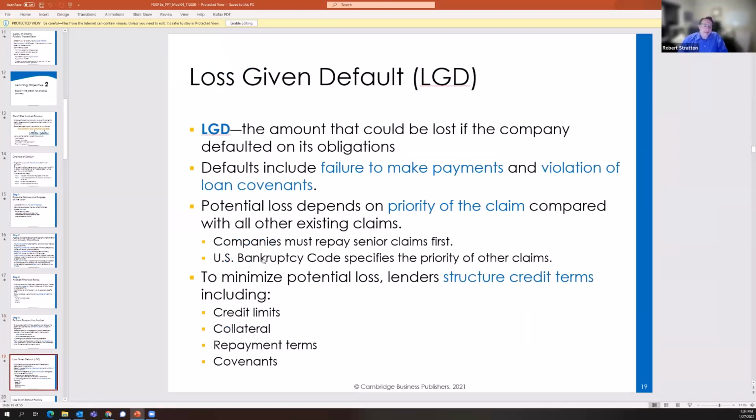So the whole thing is trying to get down to what is the loss given default, the amount of money that can be lost if the company defaults on its obligation. A default would be if they just stop making payments, or if they violate one of the covenants in the loan that you're giving them, or another loan that would affect their ability to get capital they need to operate.